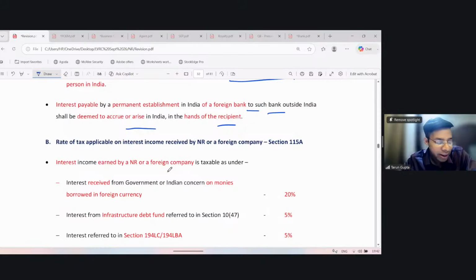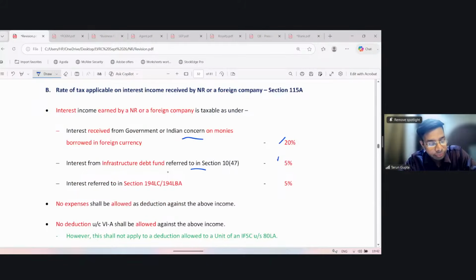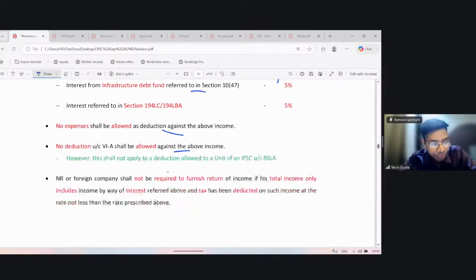Now, taxability under 115A and the tax rate. Interest income earned by any foreign company is taxable as under. Interest received from the government or an Indian concern on money borrowed by it in foreign currency, 20%. Interest from an infrastructure debt fund referred to in section 10(47), 5%. Interest referred to in section 194LC or 194LBA, 5%. No expense shall be allowed as a deduction against the above income. No deduction under Chapter VI-A is allowed against the above income, similar to dividend. However, the deduction referred to in 80LA shall be allowed.